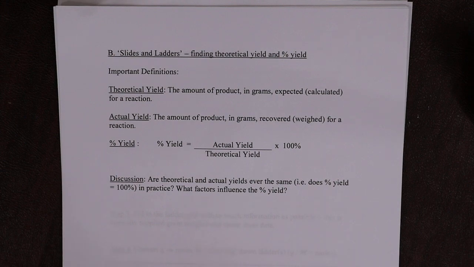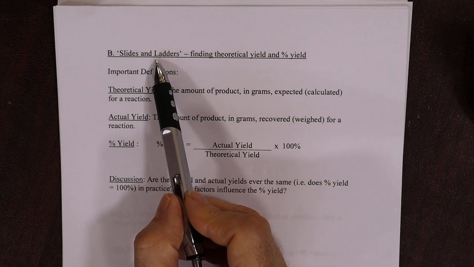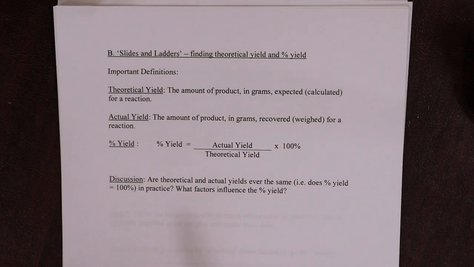Okay, so let's talk about it. Now, first, a few important definitions. Well, before we even say that, this is called quantitative stoichiometry. So basically, putting numbers for grams and moles into essentially balanced chemical equations.